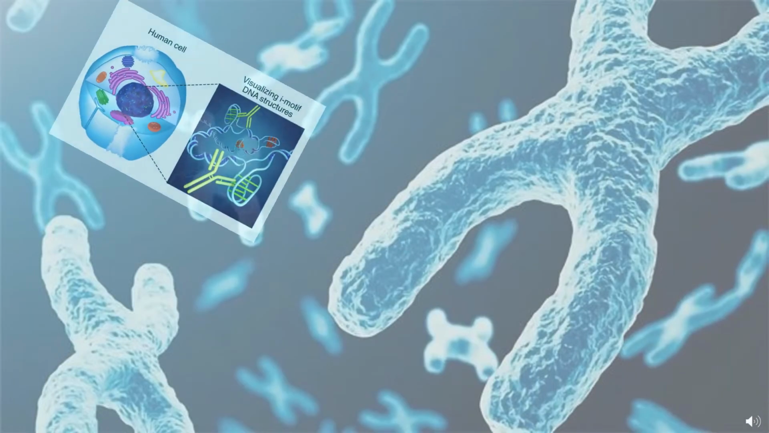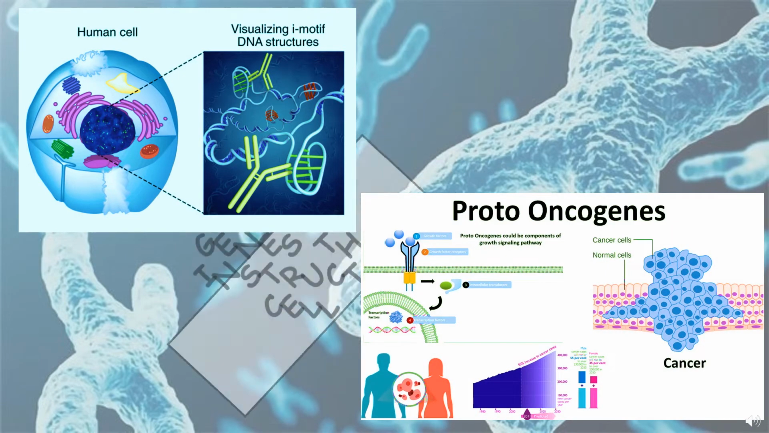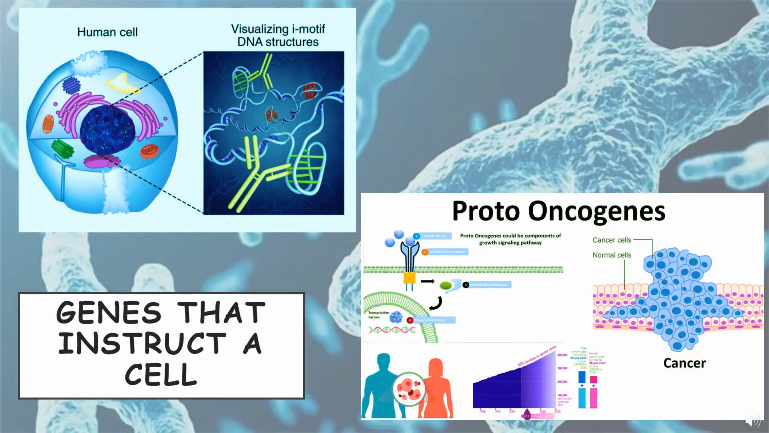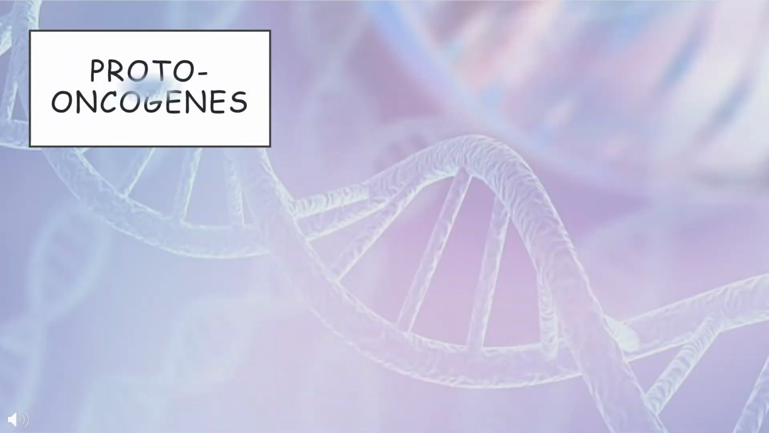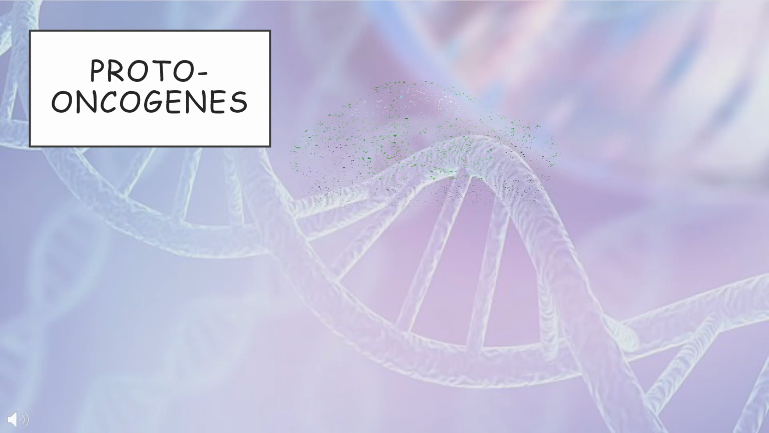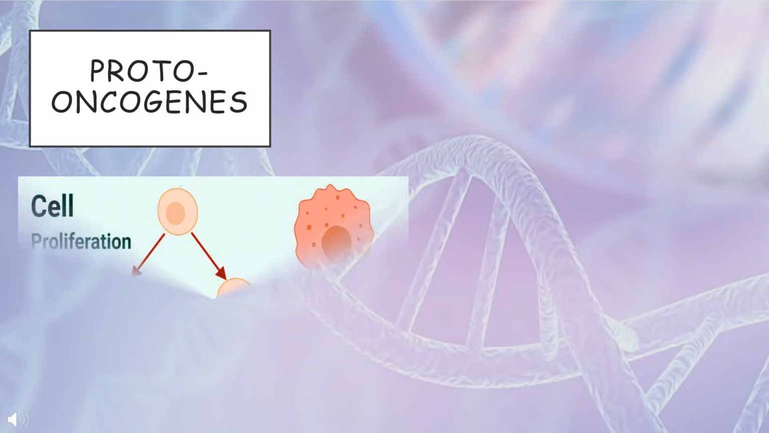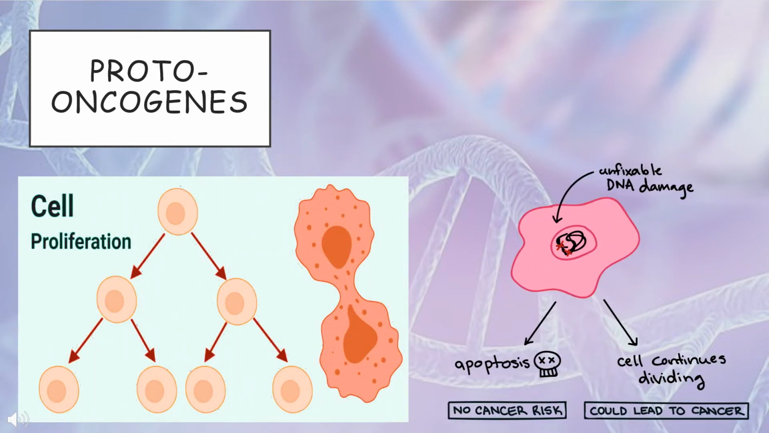Normally, a cell's DNA contains proto-oncogenes. These are the genes that instruct a cell through the stages of its life cycle. Think of how proto-oncogenes guide a cell like how a traffic light guides a car. Proto-oncogenes indicate when the cell should undergo growth, begin proliferation, aka multiplying, or initiate apoptosis, aka cell death.